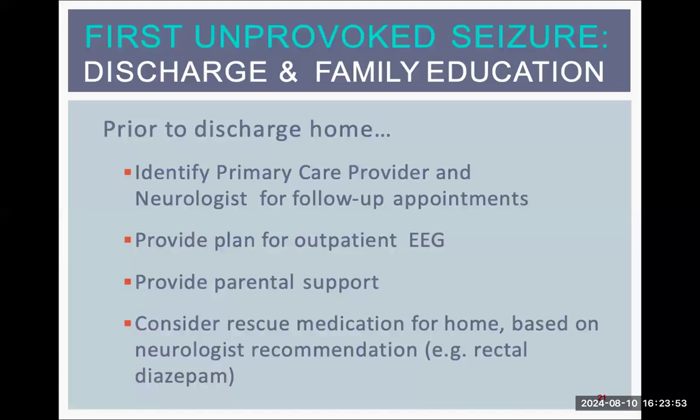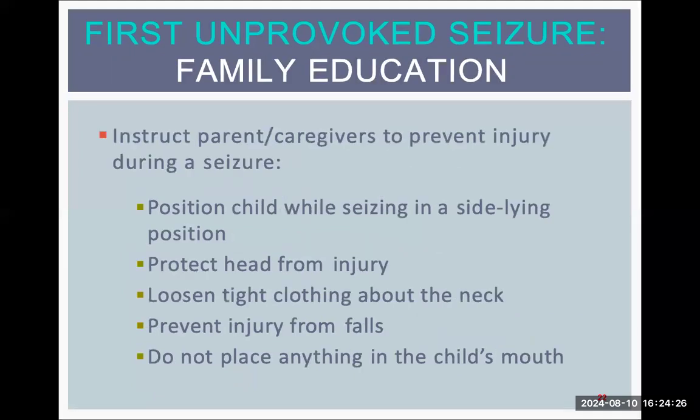So what should you make sure that you inform those parents of before discharging this patient home? They should know where they will follow up after discharge. You should give them a plan for outpatient EEG, support them, and consider rescue treatments if there is a history suggestive of recurrence or any indications of recurrence. And you should tell them how they can deal with the seizure if it happens again.